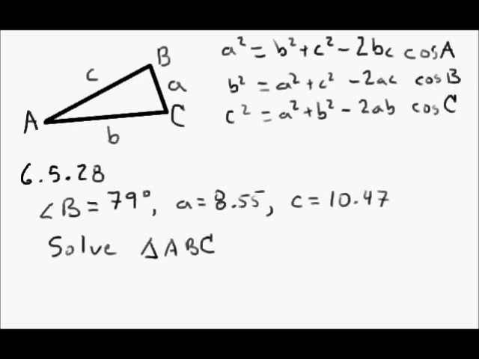Our first problem here is 6.5.28, and what we need to do is solve for this triangle ABC. We're given that angle B measures 79 degrees. We're given that side A is 8.55. We're given that side C is 10.47. We need to find the measure of angle A, the measure of angle C, and the length of side B.